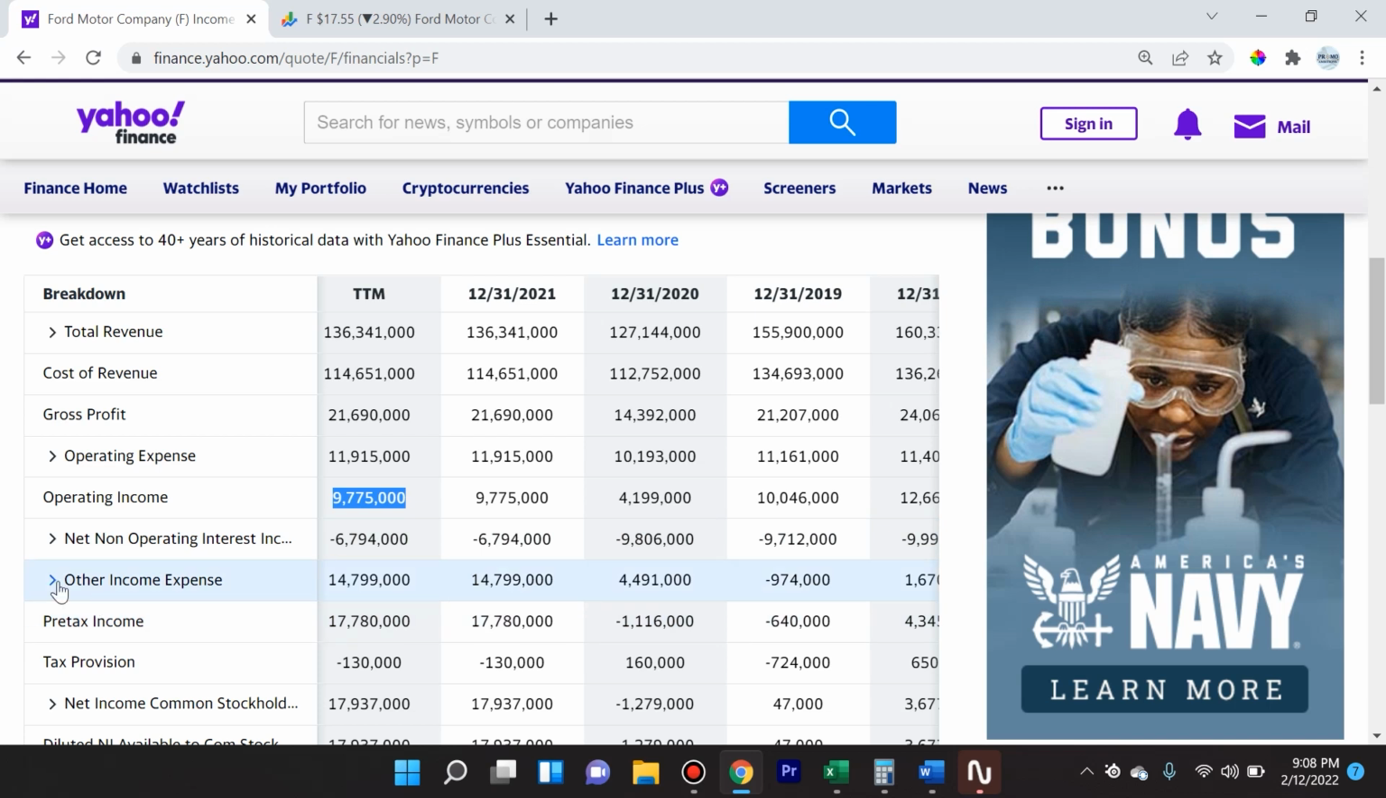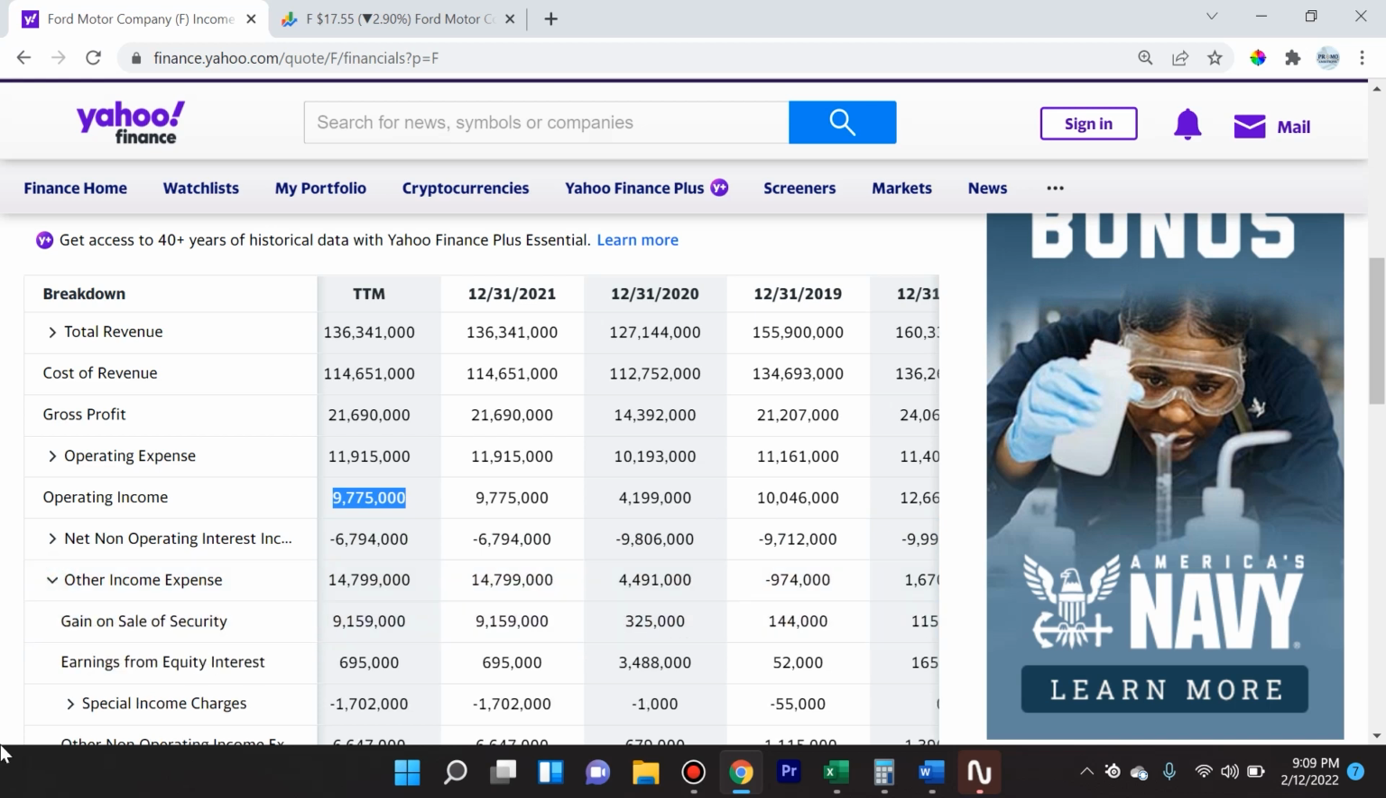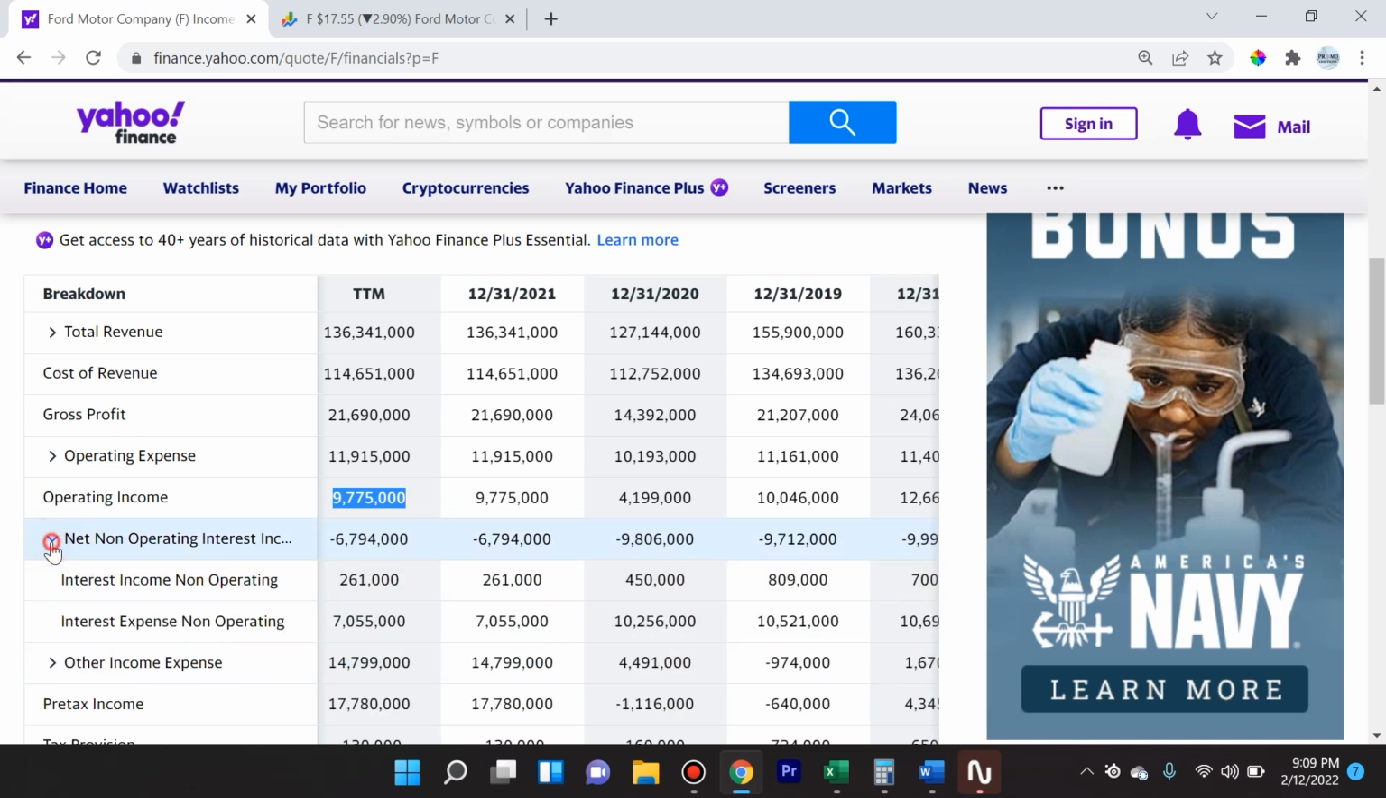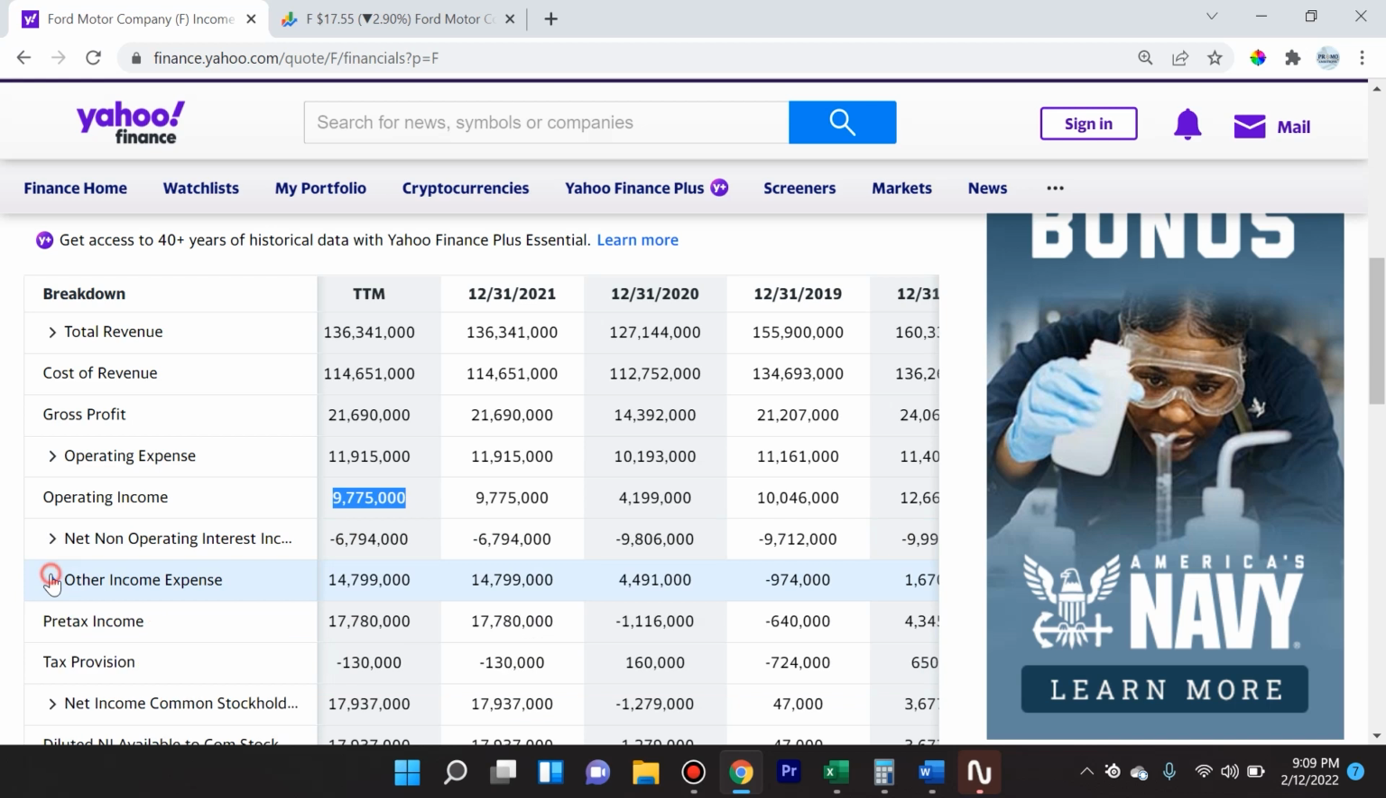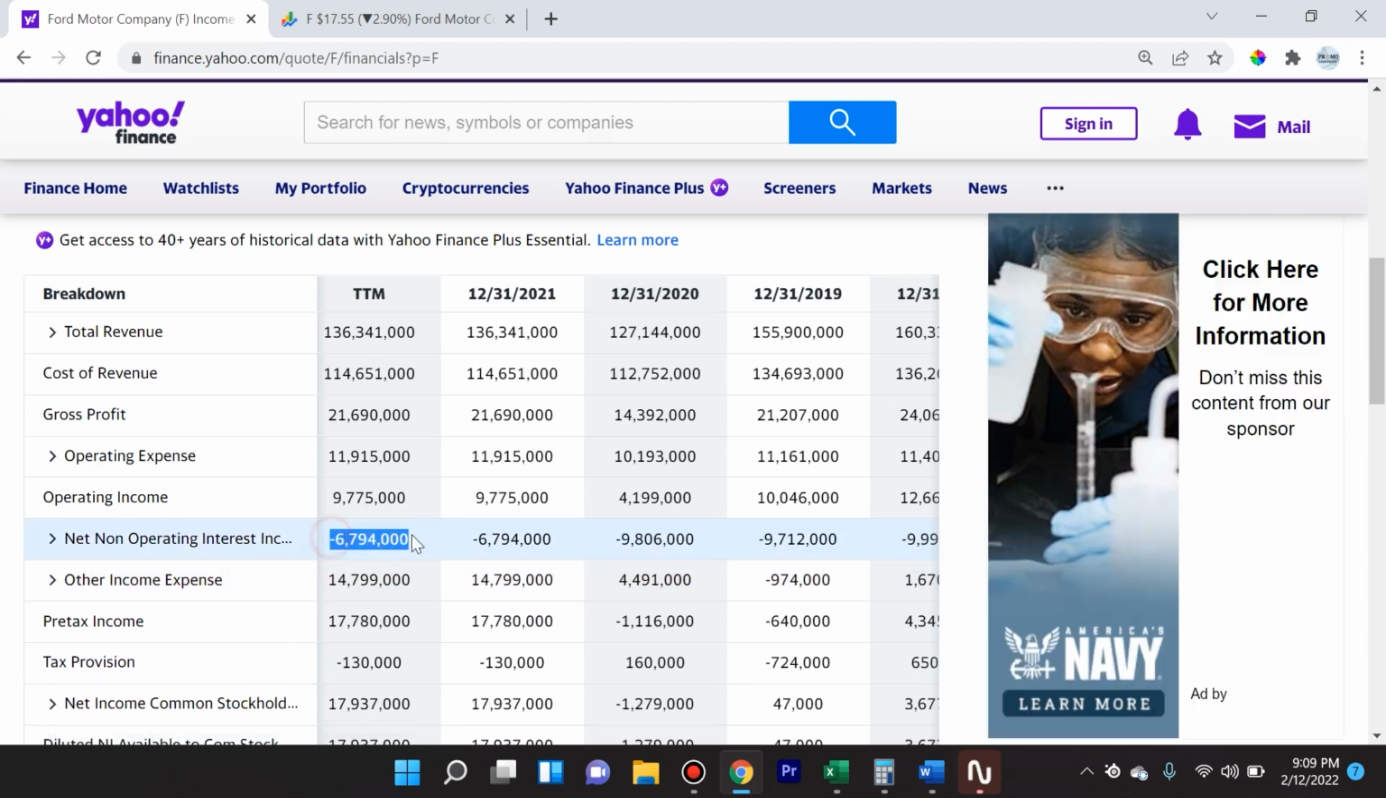So once you have your operating income, typically on an income statement, they cover some non-operating interest costs, then other income expenses. So this can be a gain on maybe some of the investments that they have, or earnings from equity interest. And there can be a lot. Again, you can hit the drop-down menu and see the actual breakdown. But what you do with these is you take this negative number and then you obviously add it to this positive number. And when you add it to the operating income, you will get your pre-tax income.